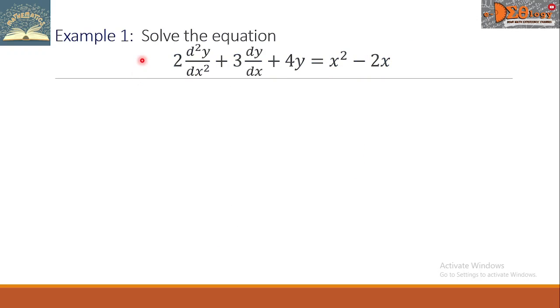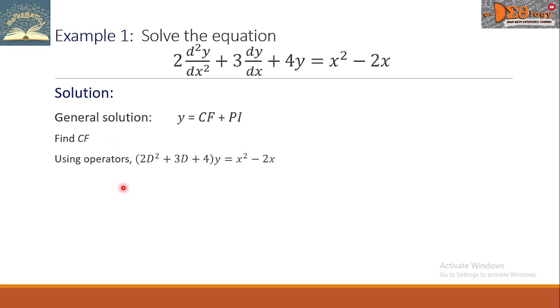Example 1. Solve the equation 2 times the second derivative of y with respect to x plus 3 times dy over dx plus 4y equals x squared minus 2x. The general solution is y equals CF plus PI. Let us find CF. Using operators, we have now the quantity 2D squared plus 3D plus 4 that is multiplied to the variable y equals the right-hand side values x squared minus 2x.